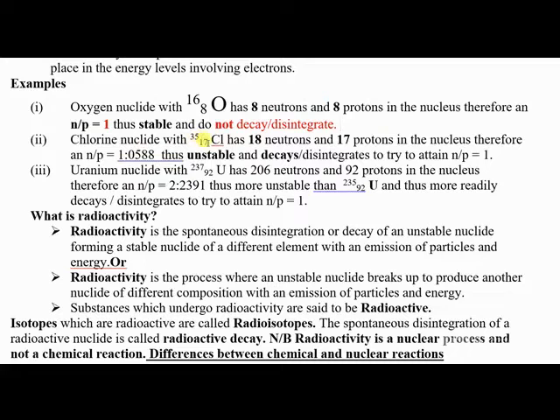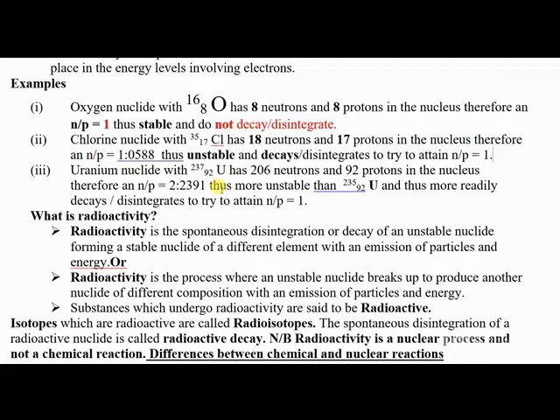So atomic number 17, and then that mass number is 35. That means it has 18 neutrons and 17 protons. That's correct. Therefore, neutrons divided by protons is 1.06. It means that isotope is unstable and therefore will decay, trying to attain the stability of what? Of 1. It will always decay.